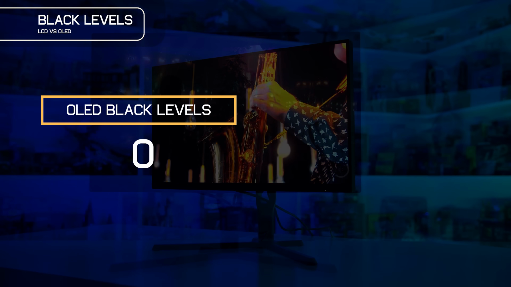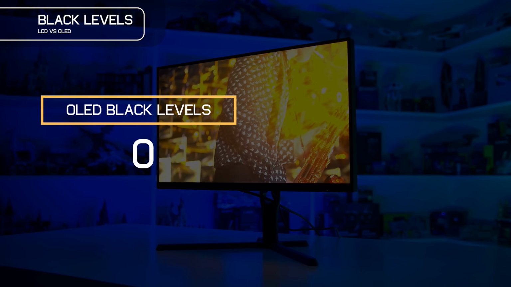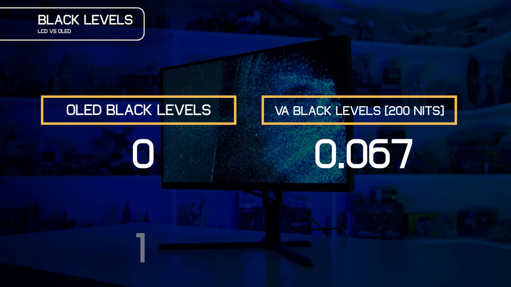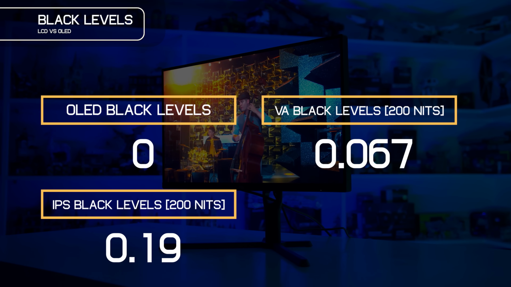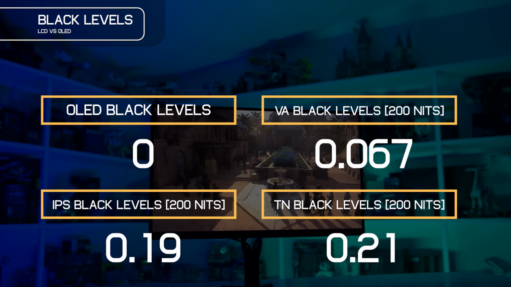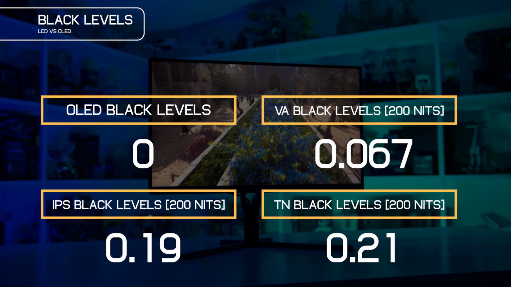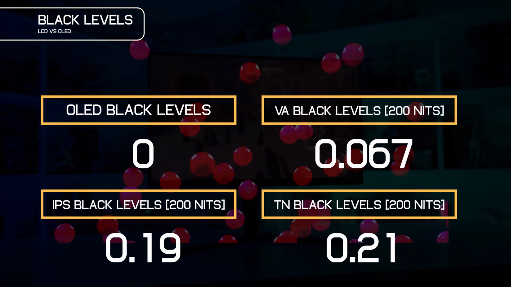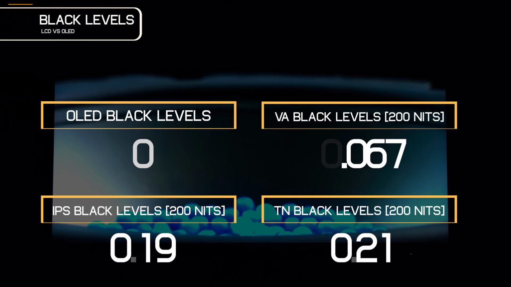On a VA LCD calibrated to 200 nits of peak white brightness, we see on average a black level of 0.067 nits. On an IPS that increases to 0.19 nits on average, and for TN it's 0.21 nits. None of these are actually 0, and you can notice this difference in a dark room. There is no difference between QD-OLED and WOLED black levels, both deliver 0 level blacks.